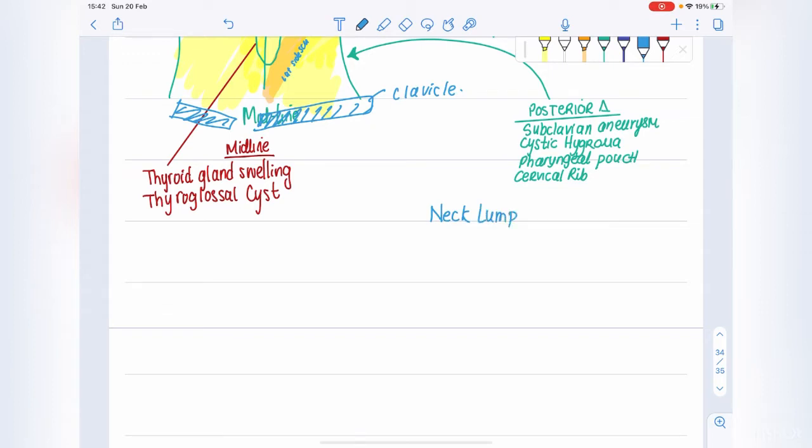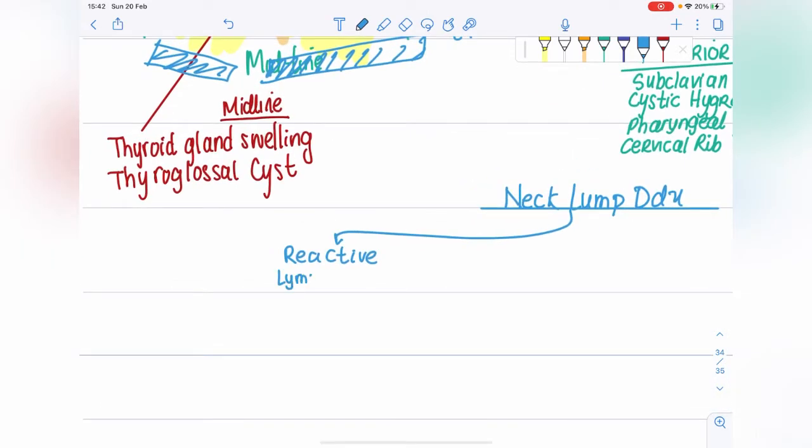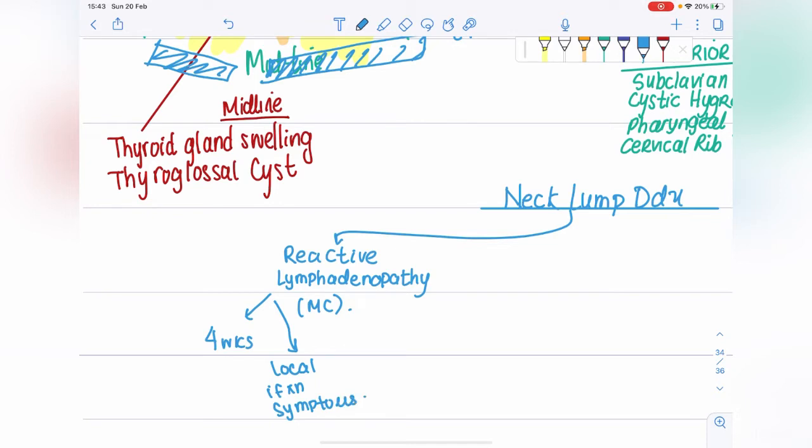Now let's look at a more general overview, not dependent on anatomy, but dependent on the nature of origin of the disease. So you can get reactive lymphadenopathy. This is basically swollen lymph nodes, typically related to a local infection. Okay, so these are reactive lymph nodes. This is the most common swelling. They generally can last for 4 weeks. It can be due to a local infection, and they present with local infection symptoms.